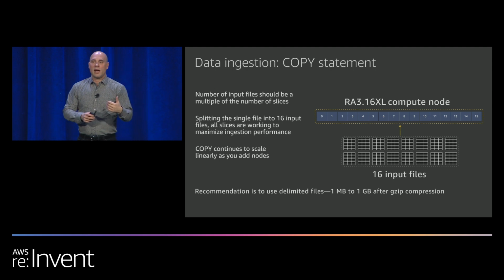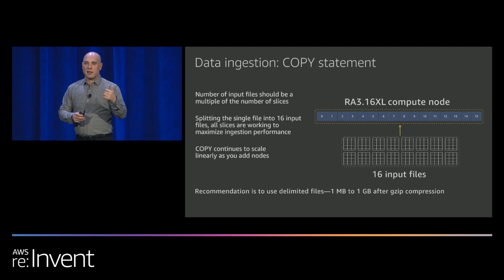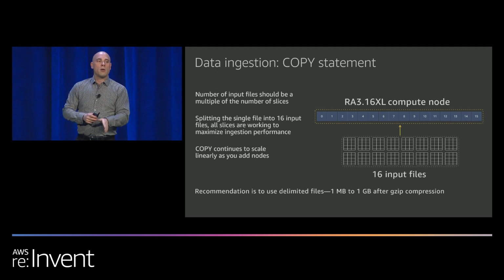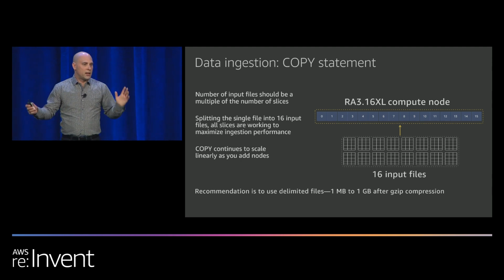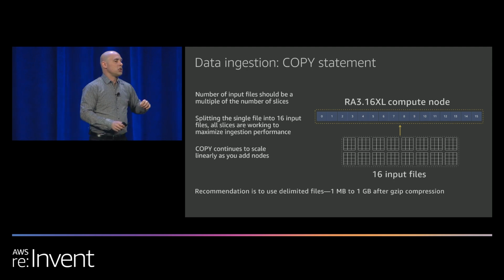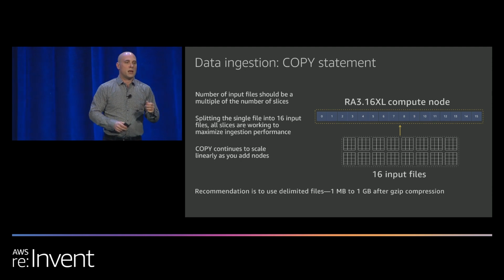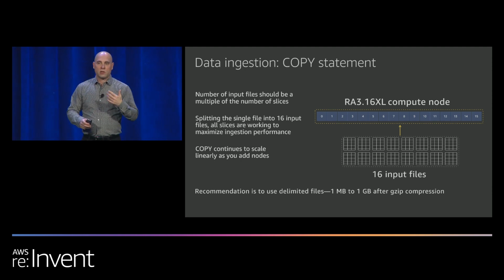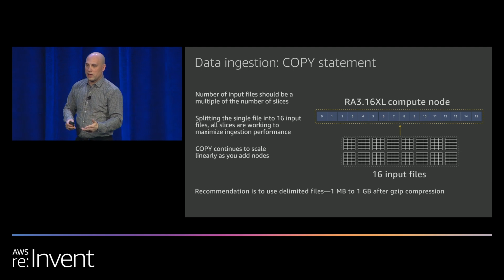So ideally, you want to have as many files as you have slices in your cluster, or a multiple of that. So if I had 32 files that were all the same size, that would also work just as well. Our rule of thumb, or rough recommendation, is that files in S3 should be somewhere between 1 meg and 1 gig after compression. So usually most customers will compress the data with gzip.